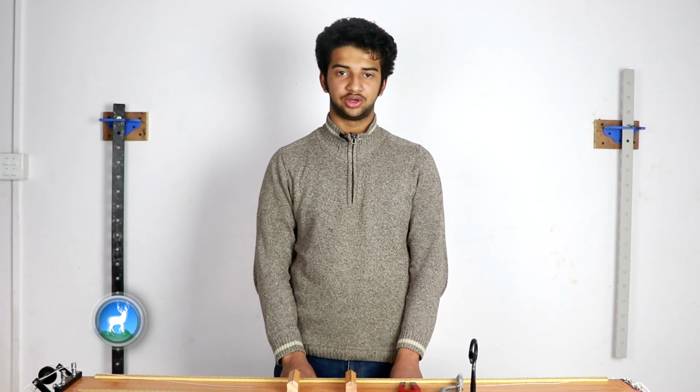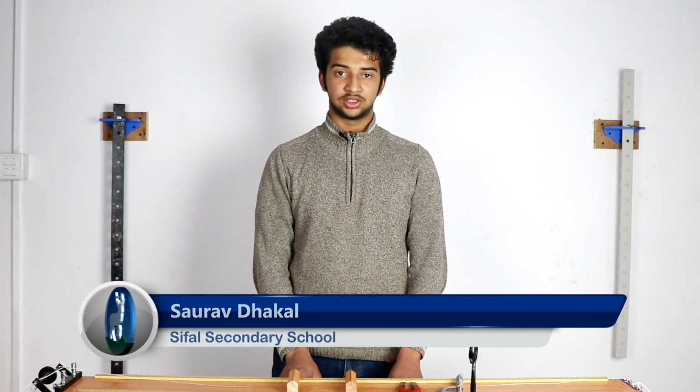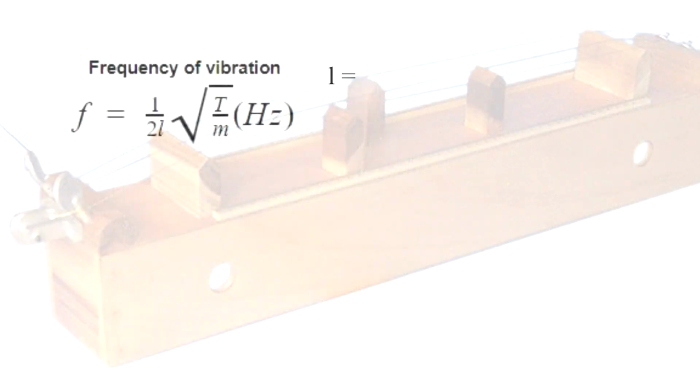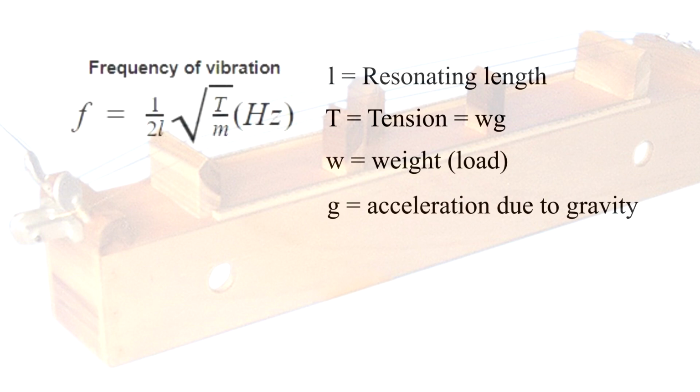The experiment that we're going to do today is based on the principle that when a wire resonates at the frequency of the mains, then it is equal to the frequency of vibration of the string. The mathematical expression for it is given as f = (1/2L)√(T/m), where L is the resonating length, T is the tension of the string, W is the weight of the body, g is acceleration due to gravity, and m is mass per unit length.